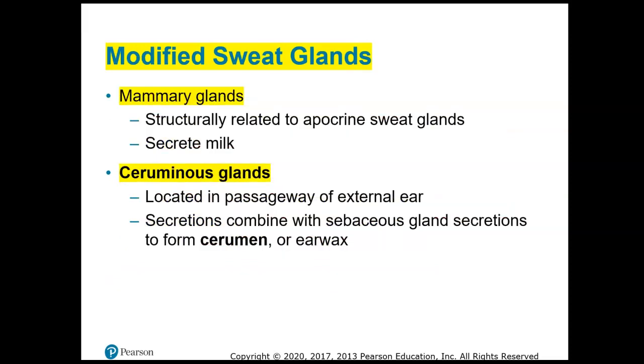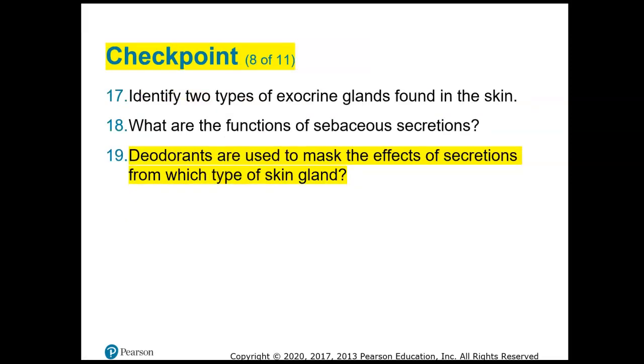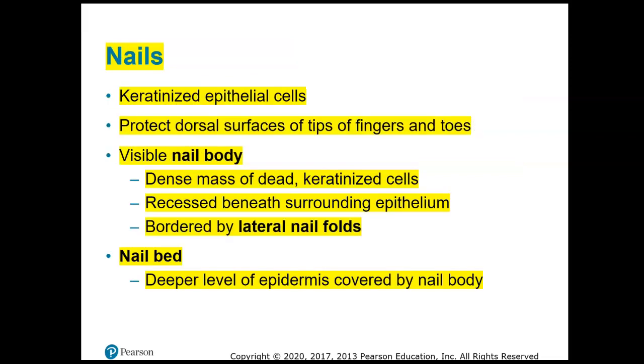Mammary glands and ceruminous glands are modified sweat glands. Mammary glands are related more to apocrine sweat glands, and they secrete milk. Ceruminous glands produce earwax, called cerumen. Okay. Checkpoint question. Deodorants are used to mask the effects of secretions from which type of skin gland? This would be the apocrine sweat gland or apocrine sudoriferous gland.